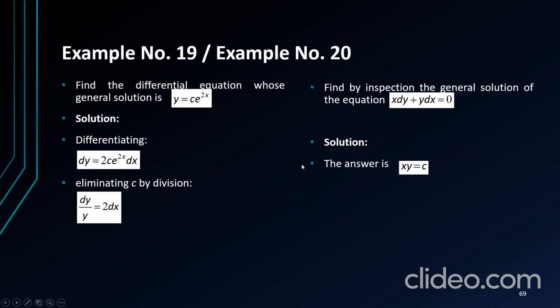Okay? So, find by inspection the general solution of the equation x dy plus y dx equal to 0. Solution, the answer is xy is equal to c. So, tanda na yung mga sa table natin yan.